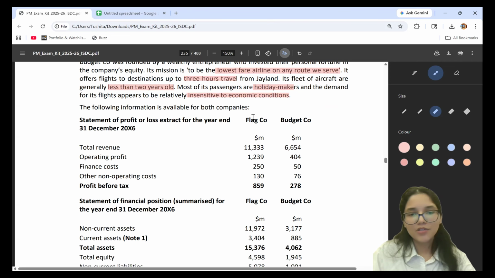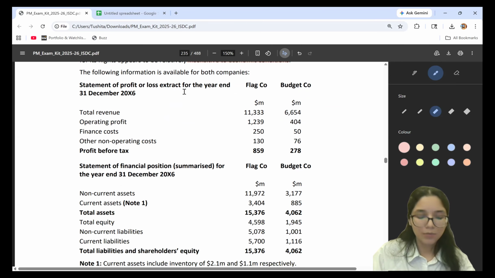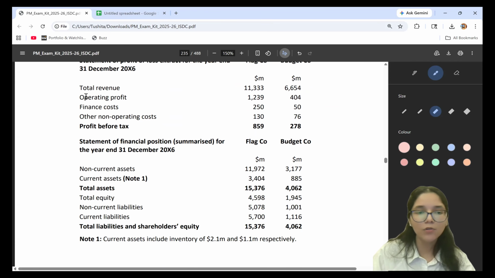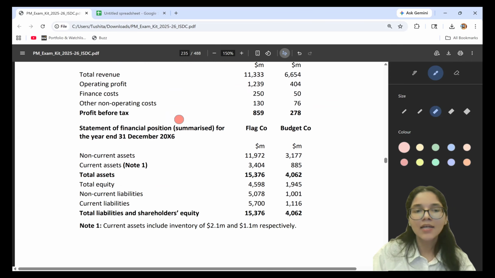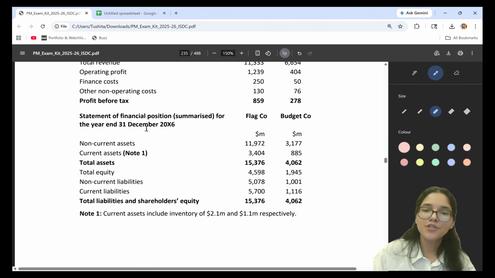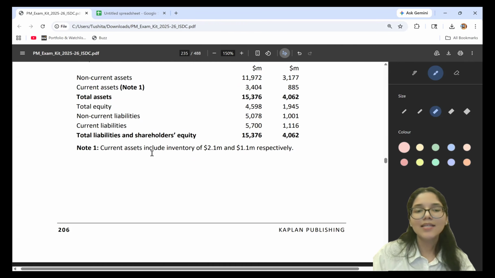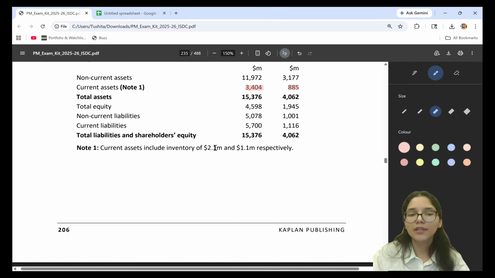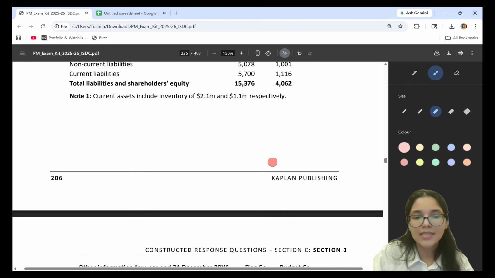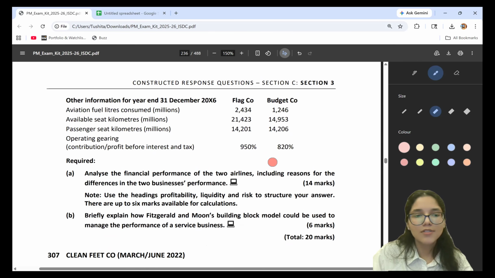Okay. The following information is available for both companies. You can see the statement of profit or loss extract for the year end, flag company, budget company: total revenue, operating profit, finance cost, other non-operating costs, and then the profit before tax. Then you have information about the financial position also for both of the companies. And then there are some notes also given to you. The current assets include inventory of 2.1 and 1.1 million respectively. So the total of current assets are given, and a split is also told to you that within this much of assets, this is for the inventory for both of the companies.